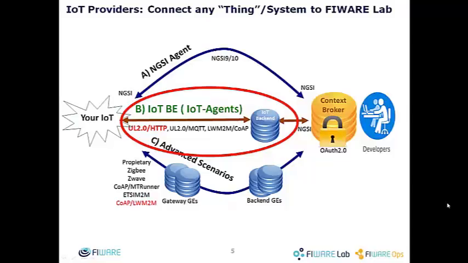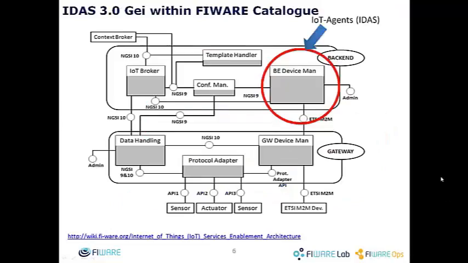Basically, what the IoT generic enabler does is get your information using specified interfaces and methods and transform it to the NGSI protocol to connect it to the context broker and publish the information there. Then we also have advanced scenarios where the information coming from your sensors can be published to the context broker in different ways, but we're not going to go into detail regarding this option.